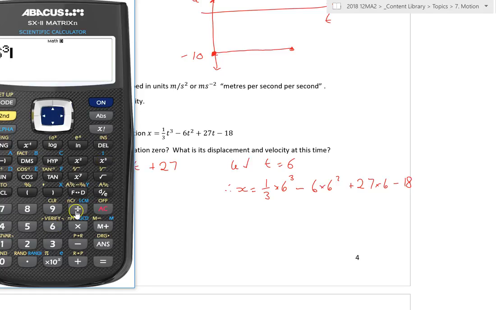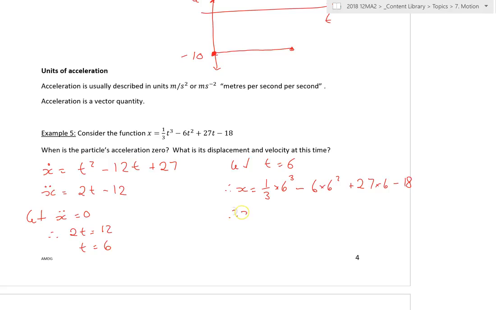6 cubed divided by 3. That's how I prefer to do a third of 6 cubed. Now I'm going to go minus 6 cubed again, isn't it? 6 by 6 squared, plus 27 by 6, minus 18 equals, oh, my displacement equals 0. There you go. So my acceleration and displacement are both 0 at t equals 6.